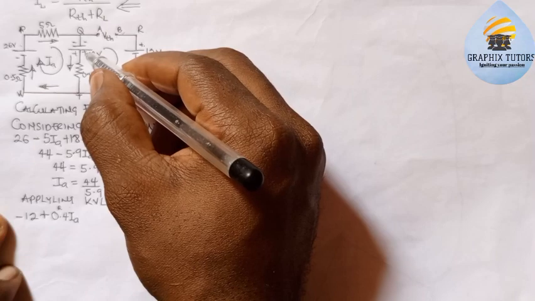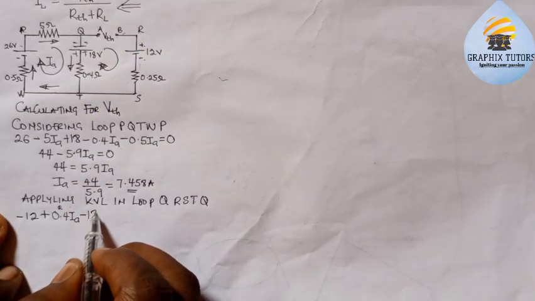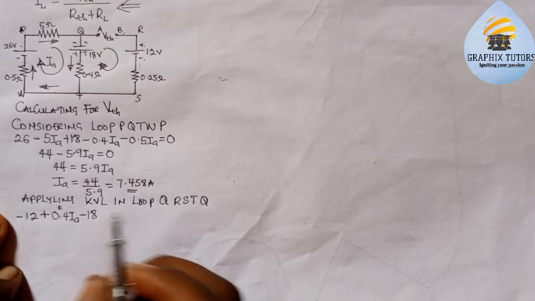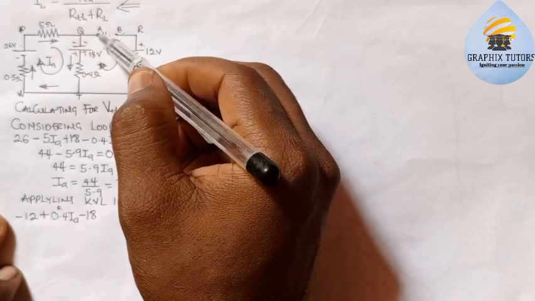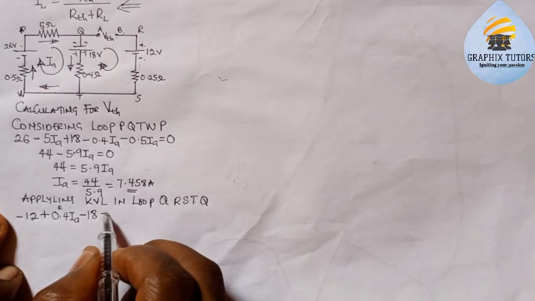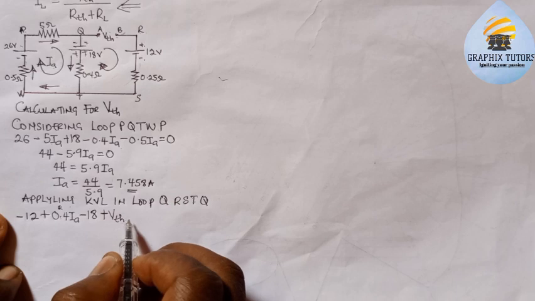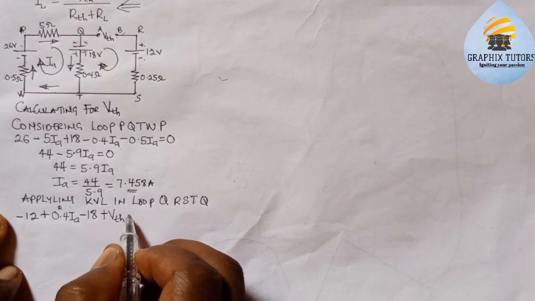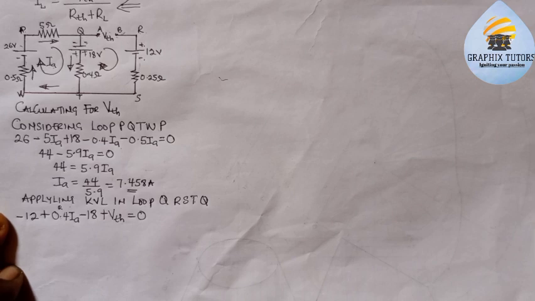Now we move forward. We're moving from higher potential to lower potential, so we're having minus 18, right? Then we're now coming here again. We're moving from higher to lower, so we're having plus VTH. Everything here will be equal to 0, right?